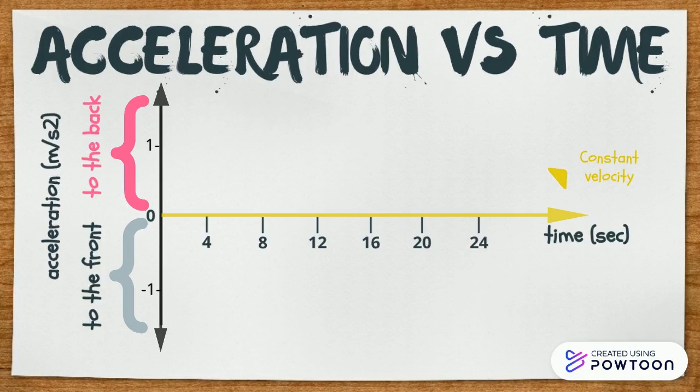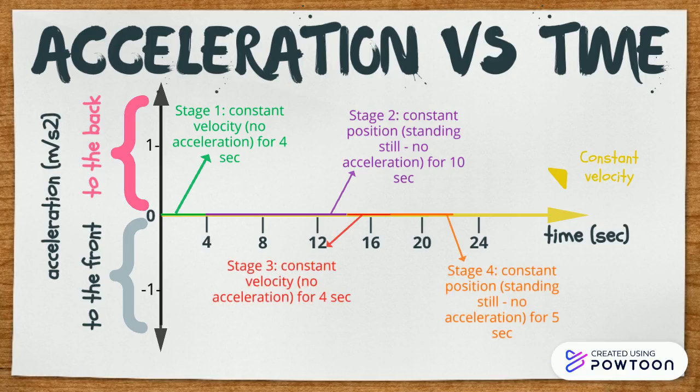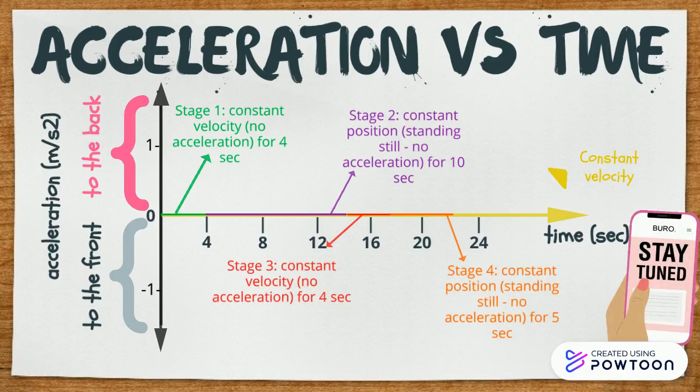Acceleration time graph. The y-axis represents acceleration in meters per squared second and the x-axis time in seconds. The positive y-axis represents to the back and the negative to the front, with the x-axis as constant velocity.